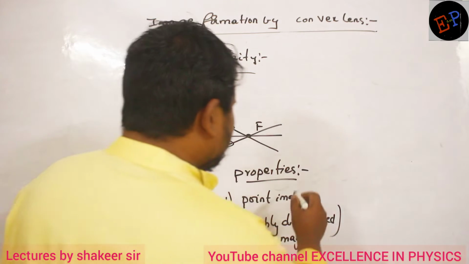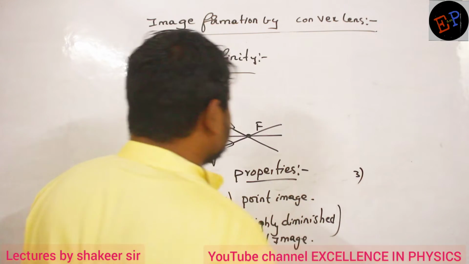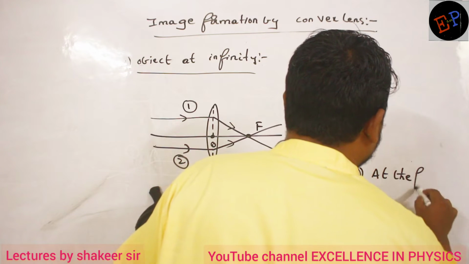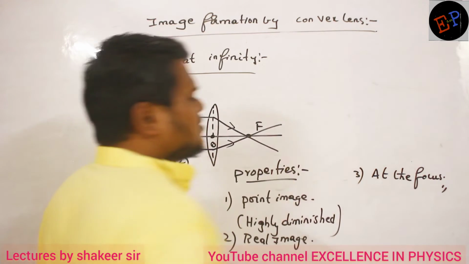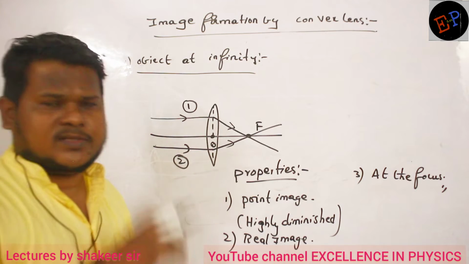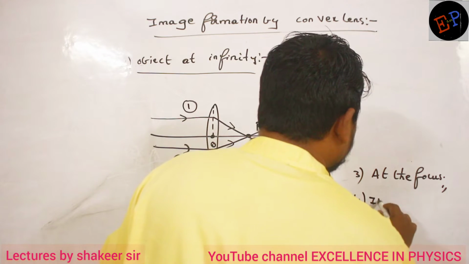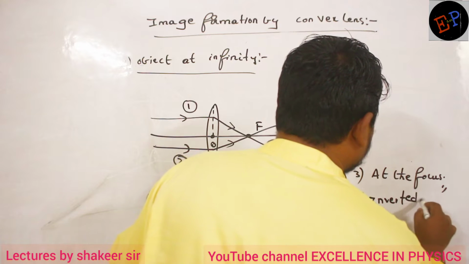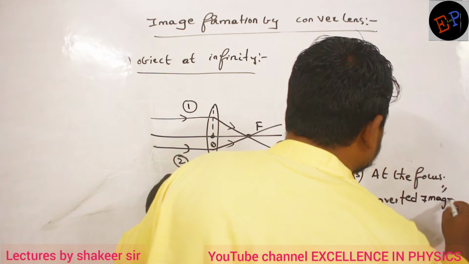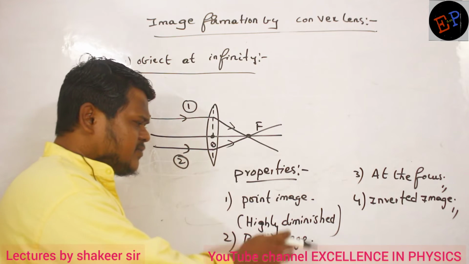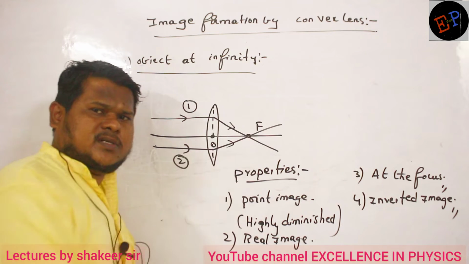One more property is that it is formed at the focus. Clear? So where is this image created? This image is created on the focus itself. Are you able to understand? And one more property is that it is an inverted image. So what kind of image is this? This is an inverted image. So these are the properties of the image created when the object is present at infinity.